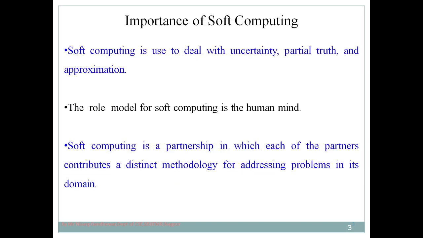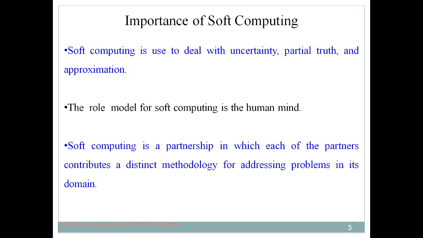The next one is importance. What is the importance of soft computing? We have seen that soft computing is used to solve a problem where the answer is not exact, where the problem is uncertain. At that time you can make use of soft computing. So soft computing is used to deal with uncertainty. As I explained earlier, partial truth and approximation mean you can provide an answer approximately, you cannot provide an exact answer. The role model for soft computing is the human mind.